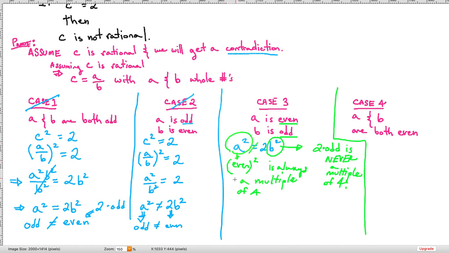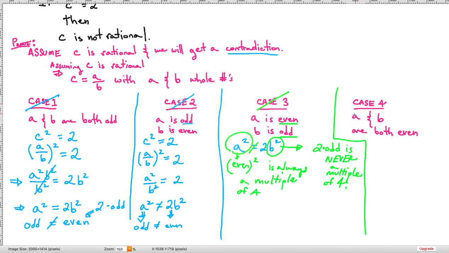And you could just write this out. You could just make a little bit of an argument saying, look, an even squared is always a multiple of 4. 2 times an odd is never a multiple of 4. So case 3 cannot occur. Now, again, that's just an argument of multiple of 4.